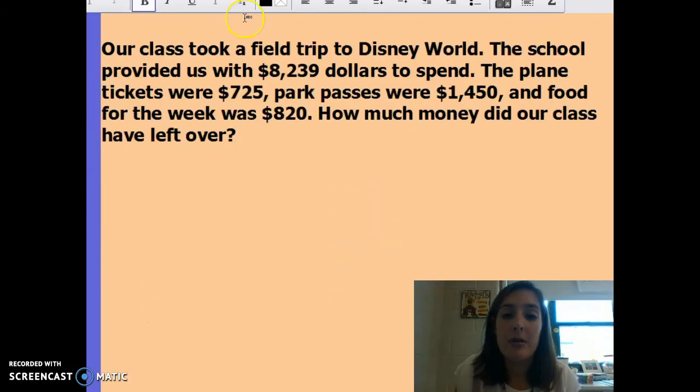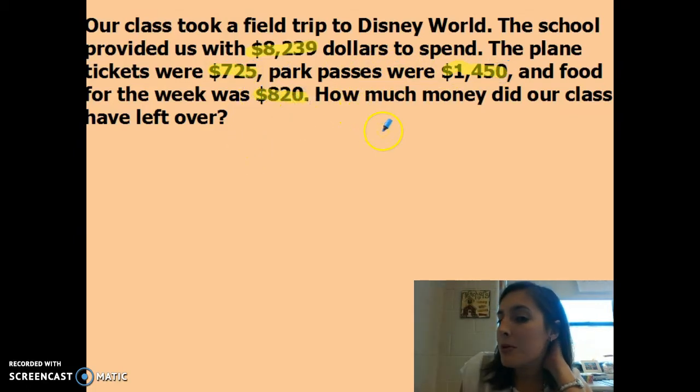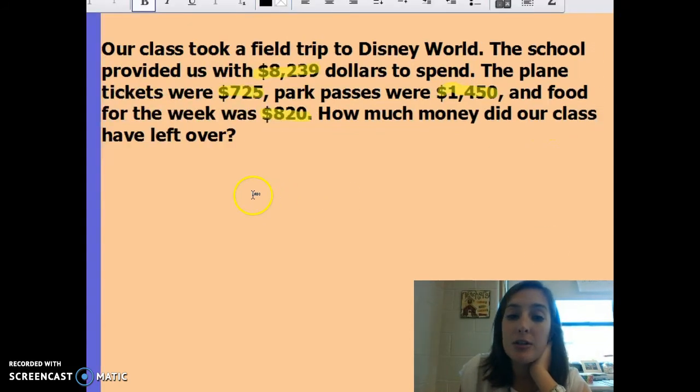Here is a subtraction problem. Our class took a field trip to Disney World. The school provided us with $8,239. The plane tickets were $725. Park passes were $1,450. And food passes were $820. How much money did our class have left over? So I'm starting with my whole, and I'm breaking it into parts. So that means that I am going to be doing subtraction.